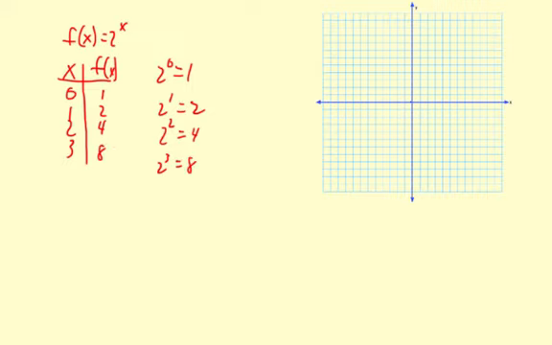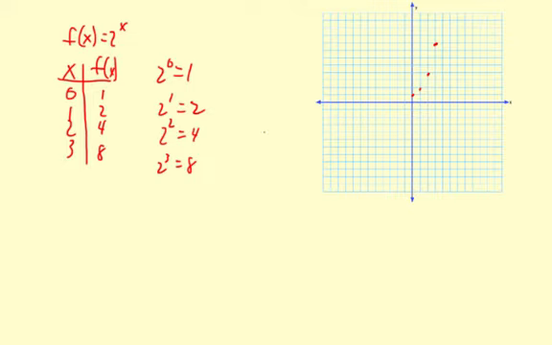So let's see what those do on the graph. 0, 1. 1, 2. 2, 4. 3, 8. And the pattern will continue. You can see these are increasing dramatically at an increasing rate.